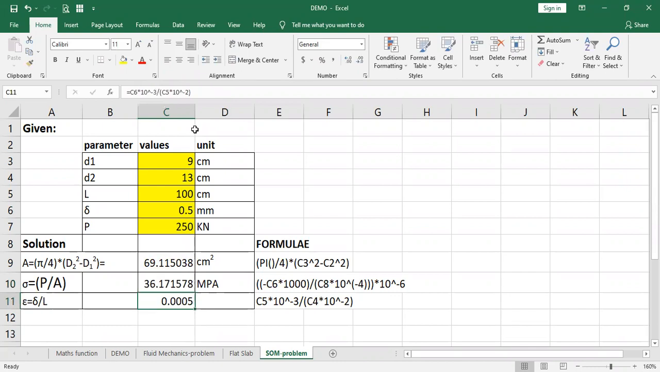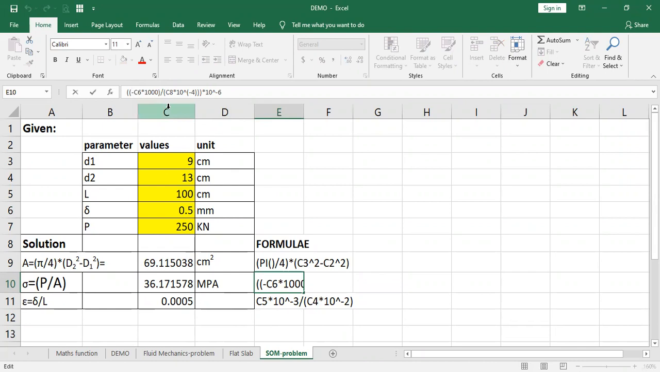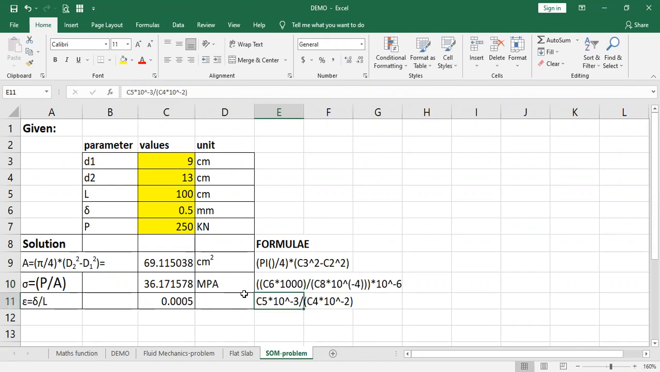This formula is exactly in terms of the cell address. Using the cell address, this formula is being mentioned. So if you have mentioned P and A properly, P is 250 divided by this 69.11. Accordingly, you will get the value.